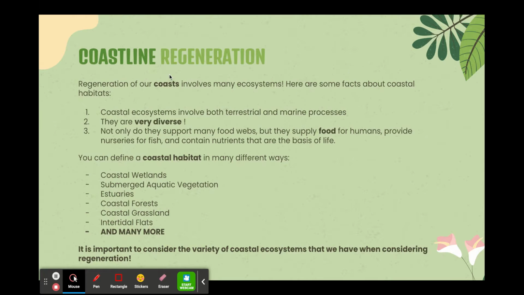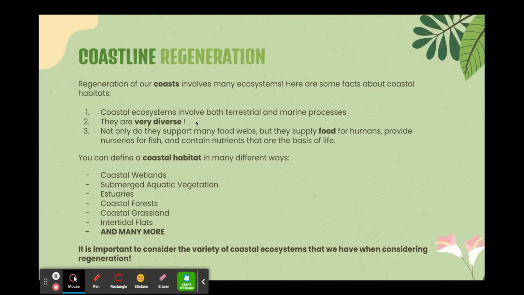So, I want you to know that regeneration of our coasts involves so many different ecosystems. And so just a couple of facts about coastal habitats. They are both terrestrial and marine. Okay, so you have processes in the terrestrial areas and the marine areas that will incorporate this regeneration concept.